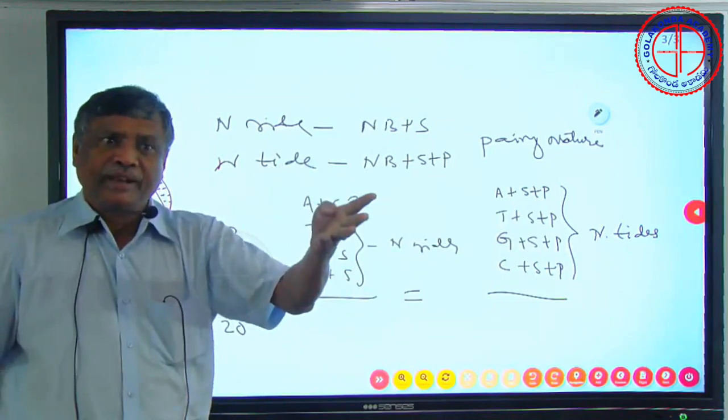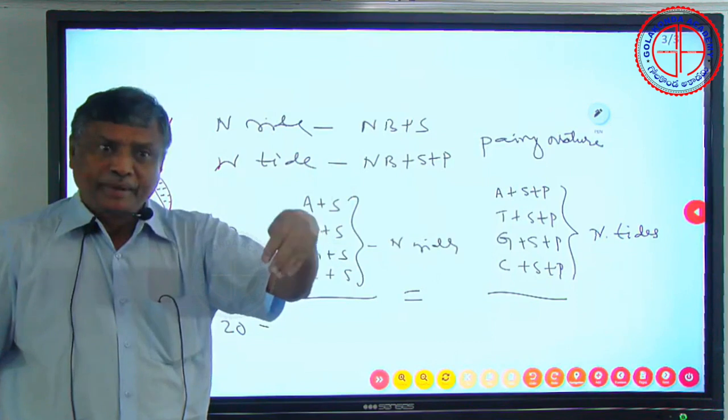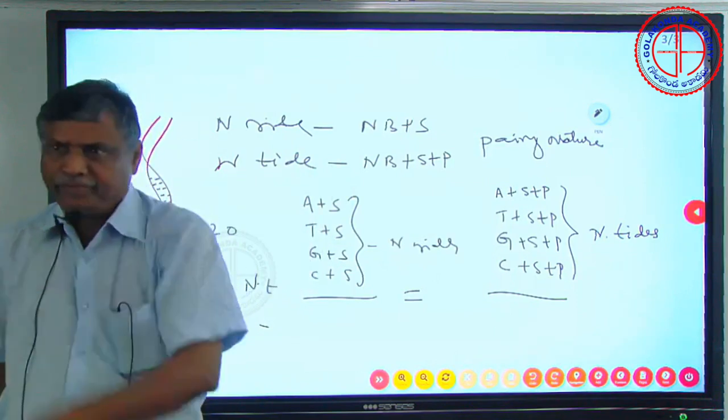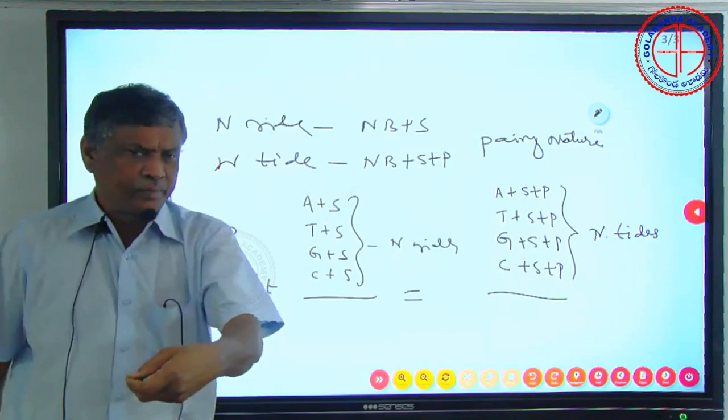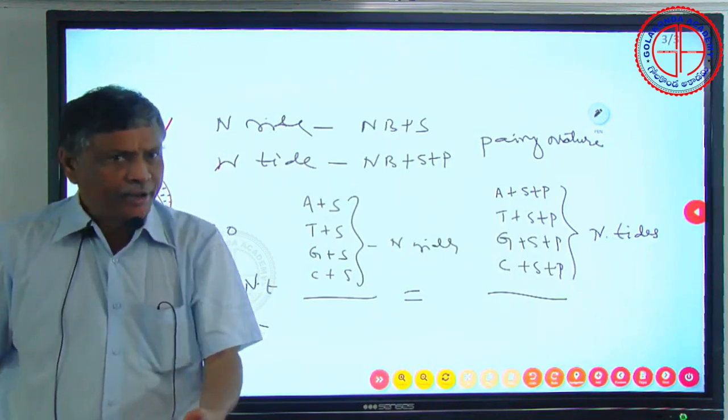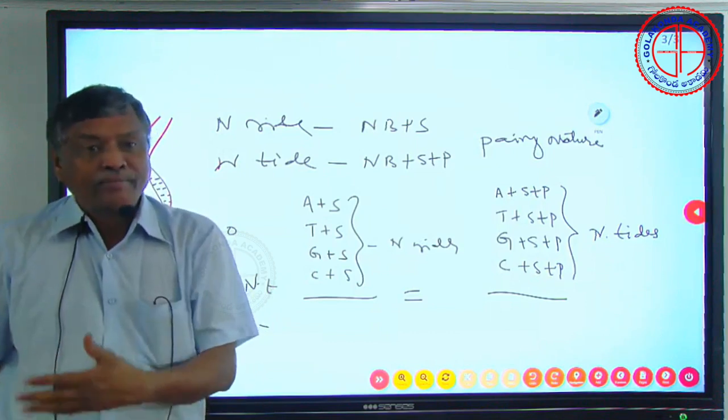What is the backbone of DNA? Phosphate. The structure of DNA depends on the phosphate group. Simply, if you remove the phosphate group from the DNA, the entire structure of DNA collapses. Why? Because it depends on the phosphate structure.